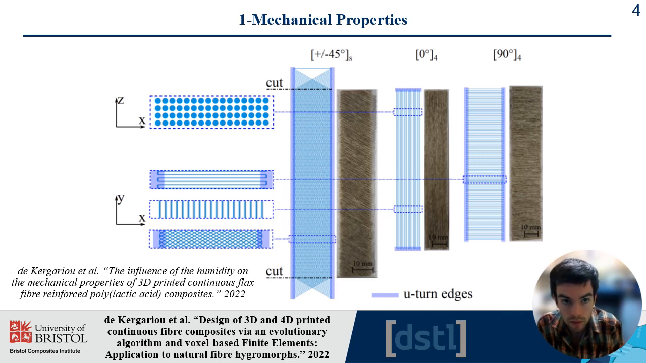And in order to do this, in a previous paper, we produced different types of specimen: plus or minus 45 degrees for shear specimen, 90 degrees for transverse specimen, and 0 degrees for longitudinal specimen. We then immersed them in different relative humidity, and we measured the modulus that we could obtain from all these specimens. This value and the evolution of the impact of humidity on this value are proposed in the paper cited on this slide.